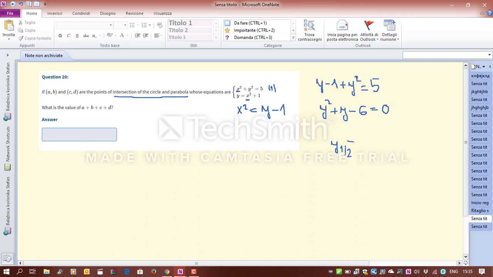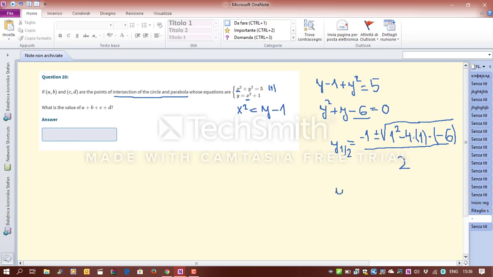So y1,2 will be, because b equals 1 in front of y, it will be minus 1, then by our formula plus minus the square root of b squared, it will be 1 squared, minus 4 multiplied by a, which is 1, multiplied by c, and c is minus 6, over 2a, because a is 1 in front of y squared, so it will be just 2.